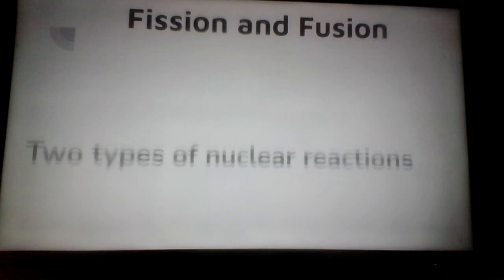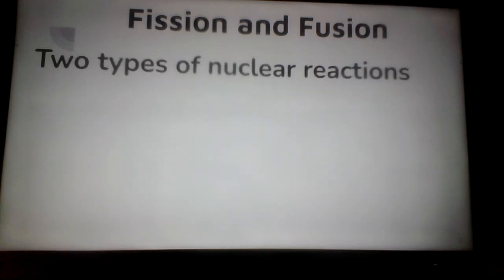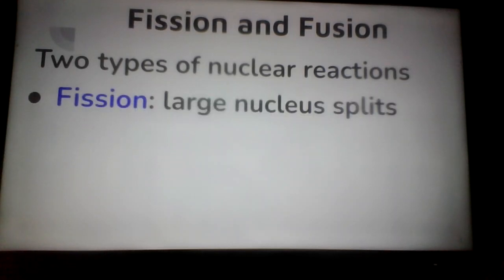Fission and fusion, two words that sound similar but have completely opposite meanings. Much of this session is definition type stuff. And here you're about to see two types of nuclear reactions, fission and fusion. Now, fission, this is when a larger nucleus splits not exactly into half, but into two smaller ones.